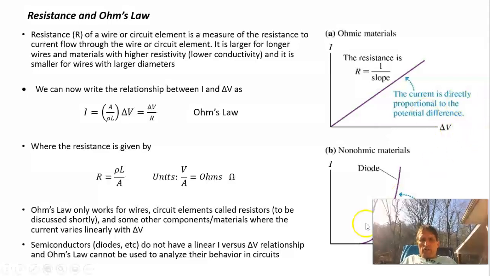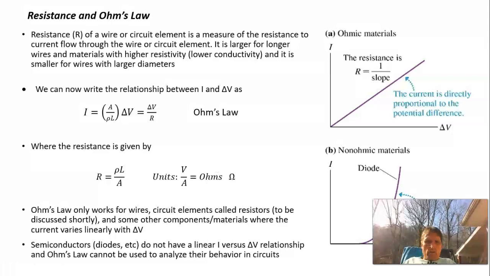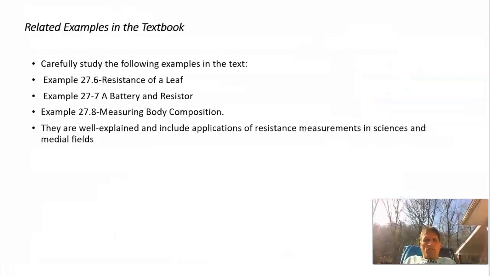Here is an example of a device that doesn't work. If we plot, here's a diode, and these are used in circuitry. They're semiconductor materials, and if you plot current versus the voltage across a diode, it's not a straight line. This is what's called nonlinear, and we cannot use Ohm's law when analyzing diodes in circuits. They have to be linear, and so that limits us to wires, circuit elements called resistors, which we'll get into in a few minutes, and other components.